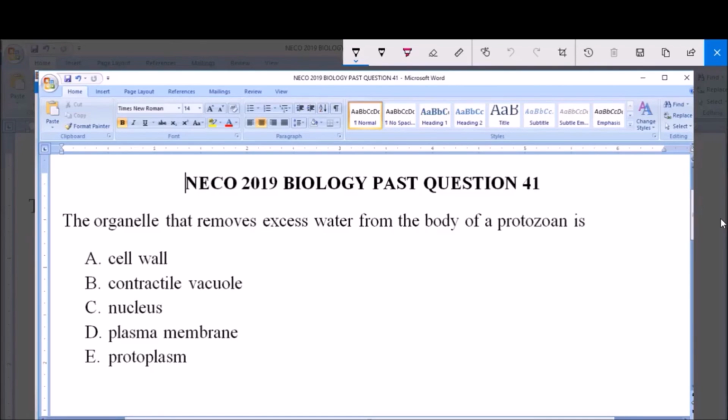I will be answering NECO 2019 Biology Past Question 41. The organelle that removes excess water from the body of a protozoan is A. Cell wall, B. Contractile vacuole, C. Nucleus, D. Plasma membrane, and E. Protoplasm.